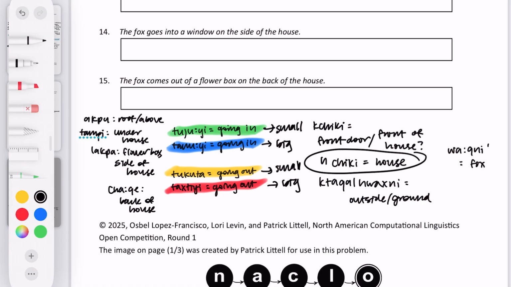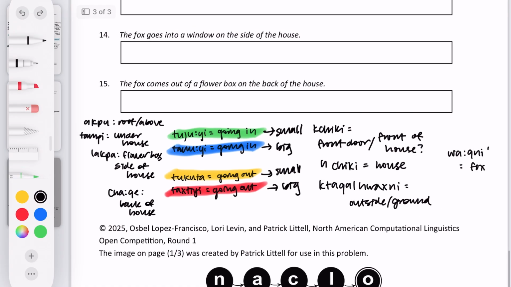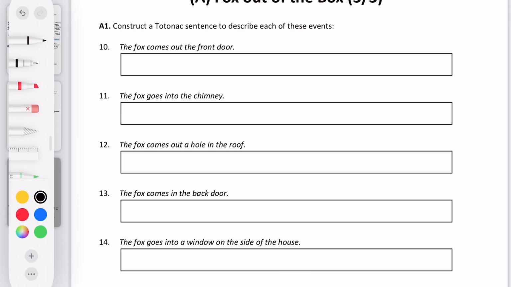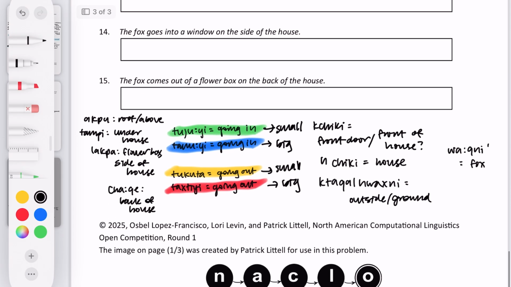This is the one we use for most of them, where the fox is just going in an area around the house, a part of the house. This last word is for if the fox is going somewhere not the house, so like outside in a hole or something. And then finally, all the sentences have wakni because they're all about foxes, as you can see. Okay, so sentence number 10 is, the fox comes out the front door. And we can go through each of these parts of the sentence and see which ones we're going to be using.